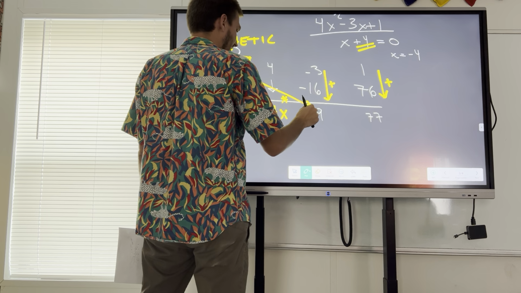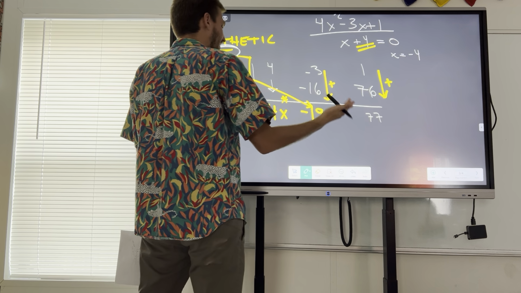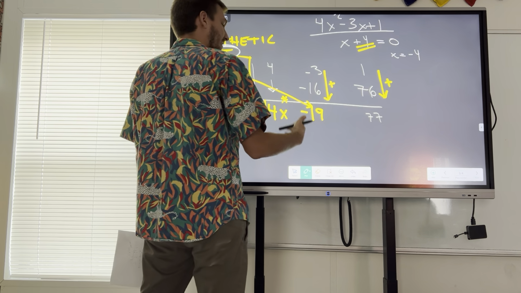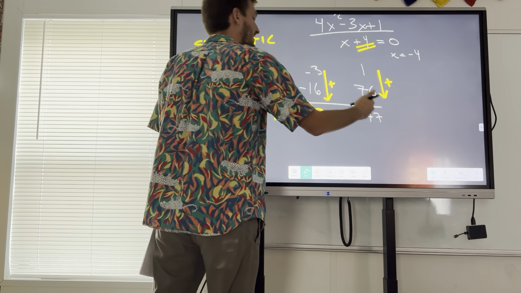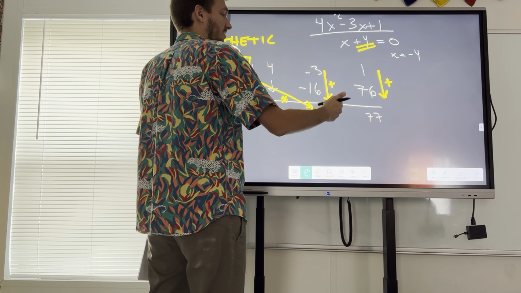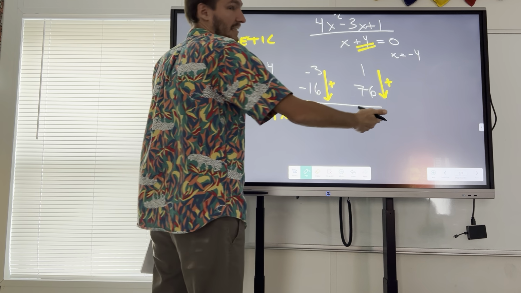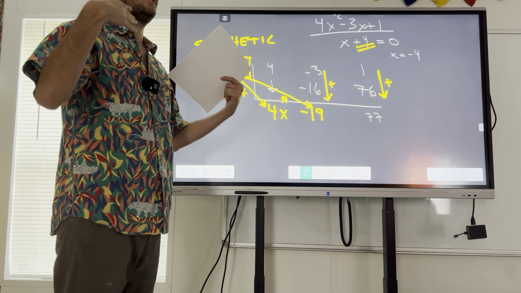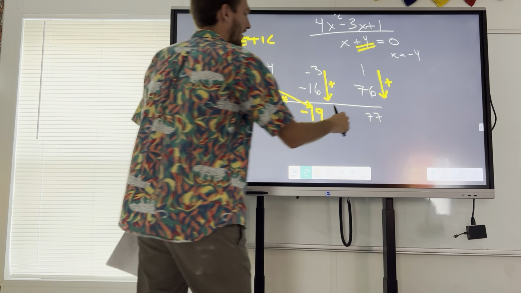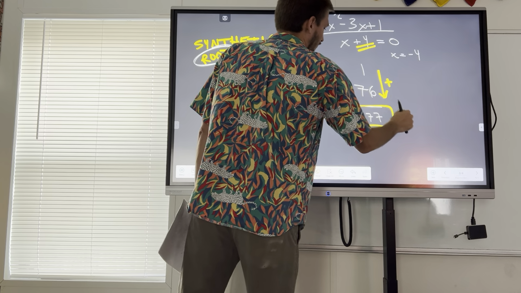This 19 is not a 19x anymore. It lost an x. It's just a plain old 19. And then this 77, which used to maybe be a constant, has to get downgraded even lower. And how do you get downgraded even lower than a constant? This is the remainder.